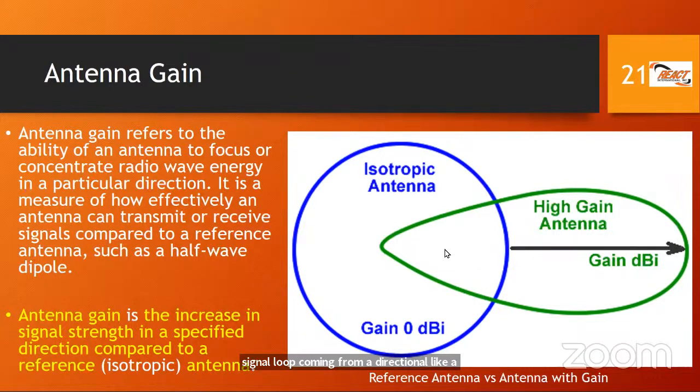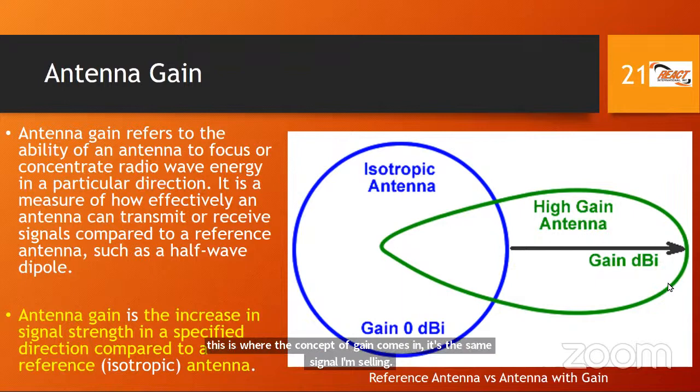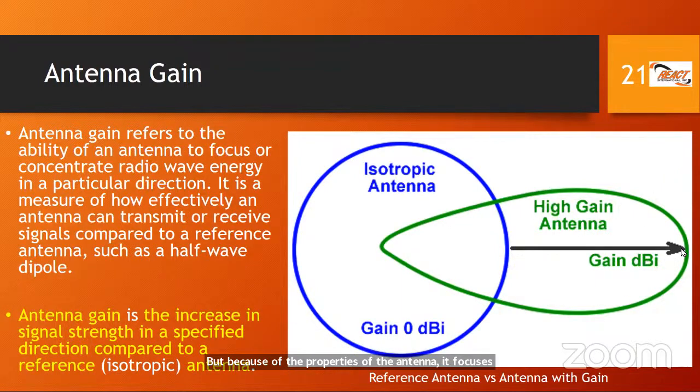So this is how we can say now that I'm sending the same signal that I would have sent to the isotropic to the beam, but the beam concentrates it in this direction and therefore pushes it forward this way. And this is where the concept of gain comes in. It's the same signal I'm sending, but because of the properties of the antenna, it focuses that just like a flashlight in one direction. And we have now gain associated with the antenna.